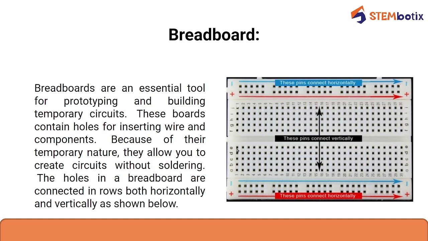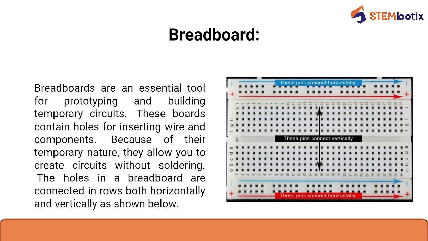connected in a vertical manner only, from A to E, not F. Only from hole A to hole E, these are internally connected in a vertical manner. These aren't connected in a horizontal manner. These are only connected from A to B to C to D to E. So they are connected in a vertical manner.